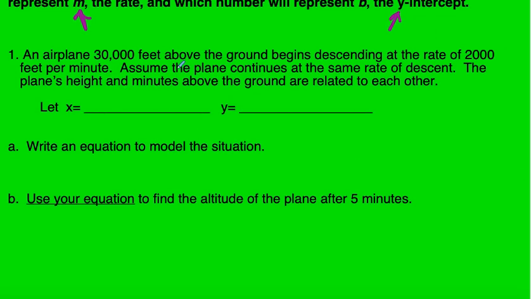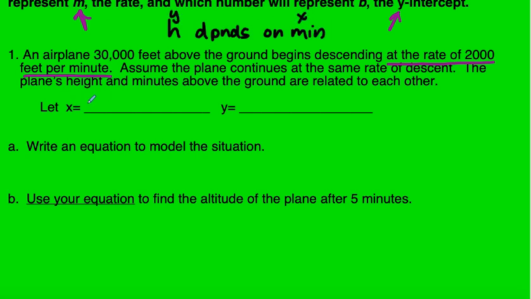An airplane 30,000 feet above the ground begins descending at the rate of 2,000 feet per minute. There you go. Assuming the plane continues at the same rate, the plane's height and minutes above ground are related to each other. Okay, so what depends on what? Does height depend on minutes, or does minutes depend on height? So I hope you're saying that height depends on minutes. And this would be my y, and this would be my x.